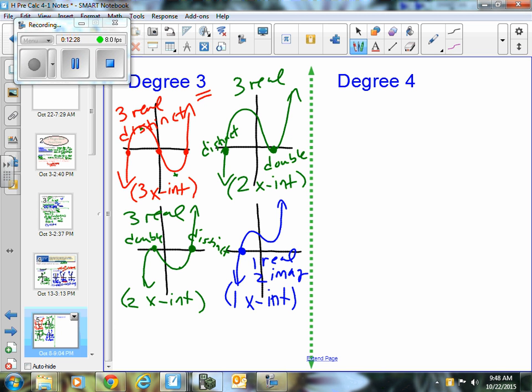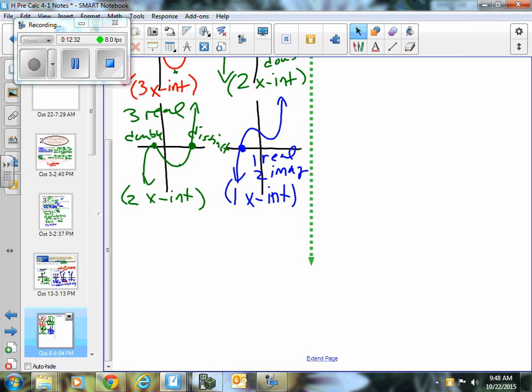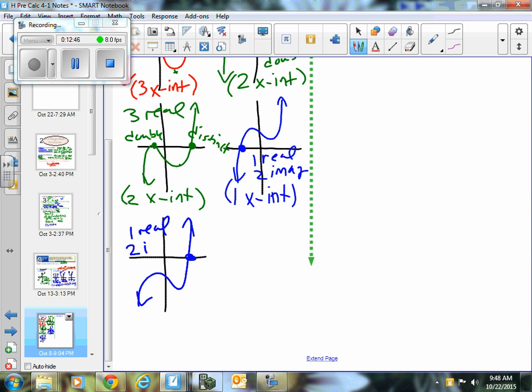And those are a situation where I could have dropped it down 2 instead. I could have dropped this graph that I had before down, and you could have had the other branch crossing. So there's lots of different ways to see this when you look at the pictures. But I could have done something like this, and it would be exactly the same thing. I would have 1 real, 2 imaginary, with only 1 x-intercept.